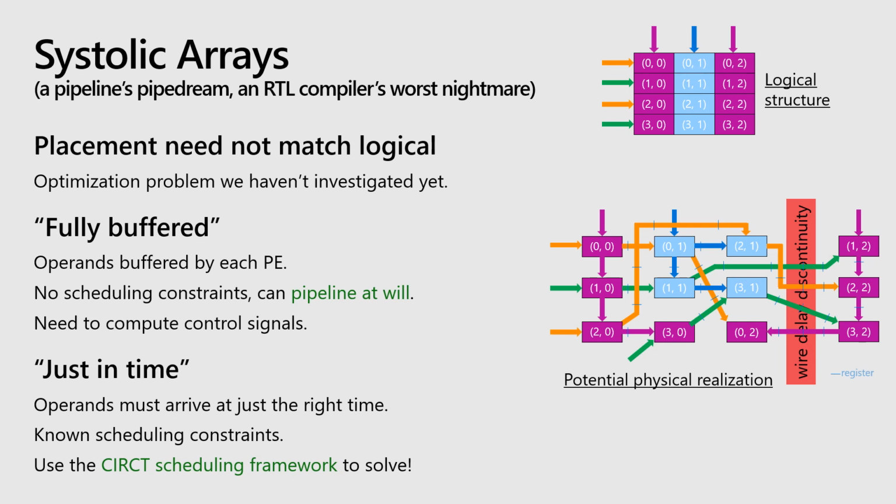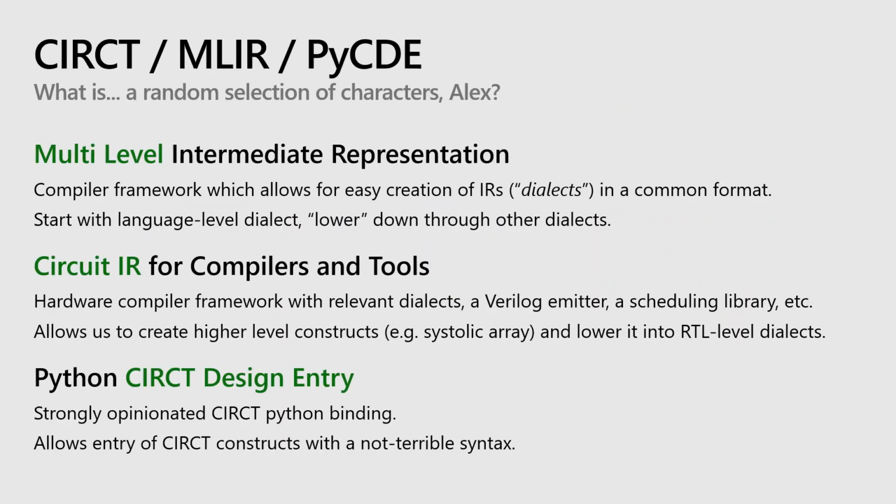If it's a more traditional systolic array, then you have some scheduling constraints. But we have this scheduling framework in CIRCT that Julian just talked about to help schedule this. So what is this magical framework that we're building all this on? Well, we're building it all on CIRCT.